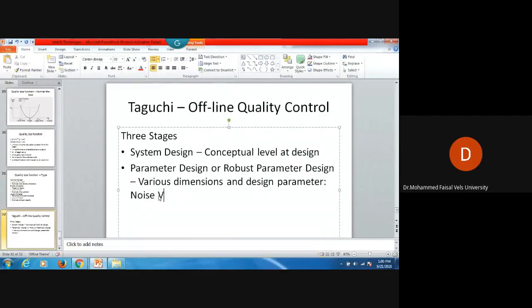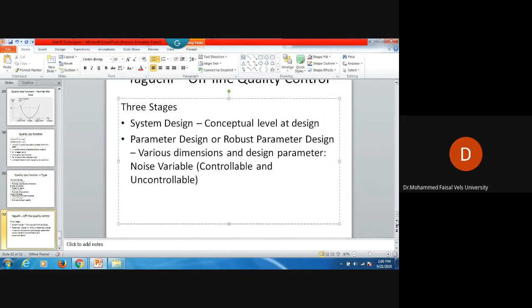We call it a noise variable, which is sometimes controllable and uncontrollable. This is also what we call it. There's another calculation for it here, which we call the S by N. We call this robust parameter design or parameter design.